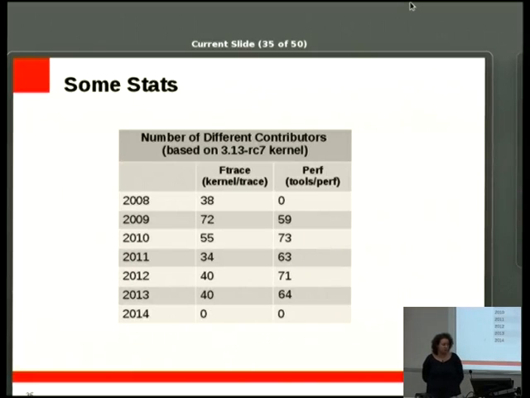Some stats, if you're curious, nothing exciting here, but just the number of people. I started collecting this when Perf and Ftrace were kind of a divided community, and so I started tracking. Every year I keep adding, and it seems to have stabilized. Perf has a few more contributors, but Ftrace is not dead by any means.